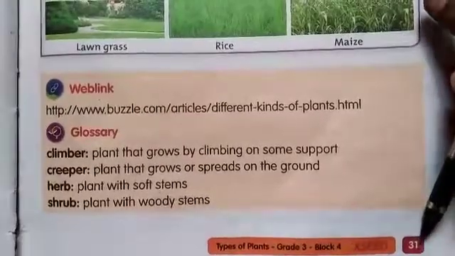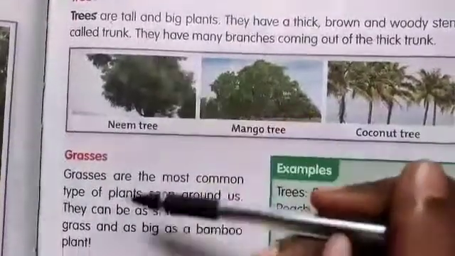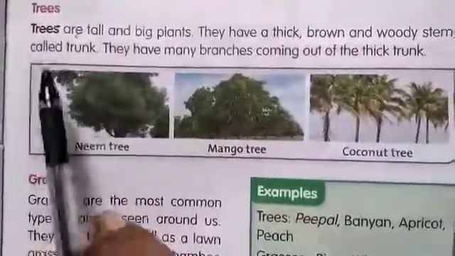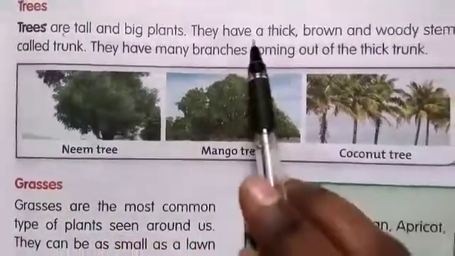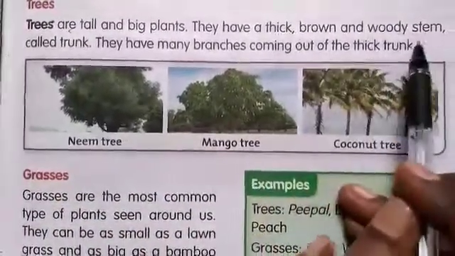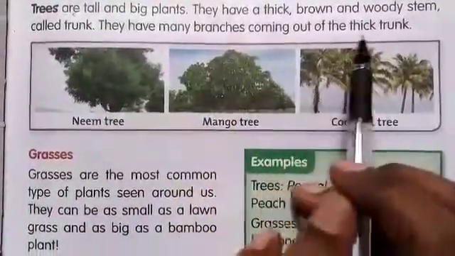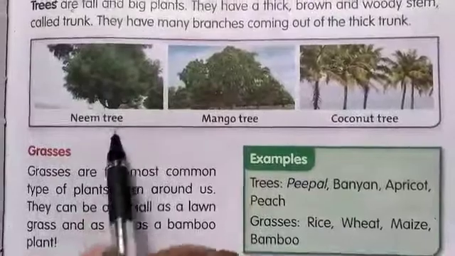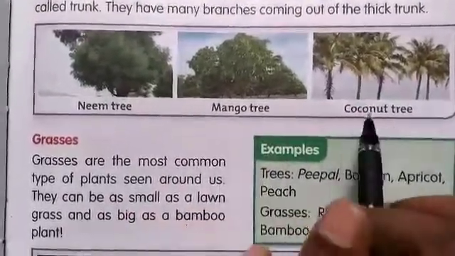Open your reader, page number 31, children. Already we have learned the features of trees and grasses. Once again read the lesson. Trees are tall and big plants. They have a thick brown and woody stem called trunk. They have many branches coming out of the thick trunk. The examples also you are going to learn: neem tree, mango tree and coconut tree.